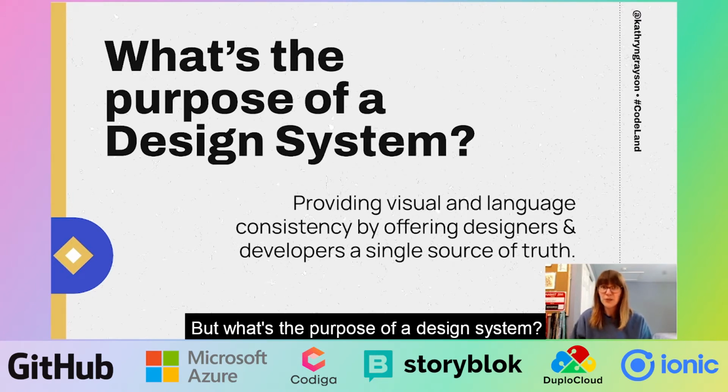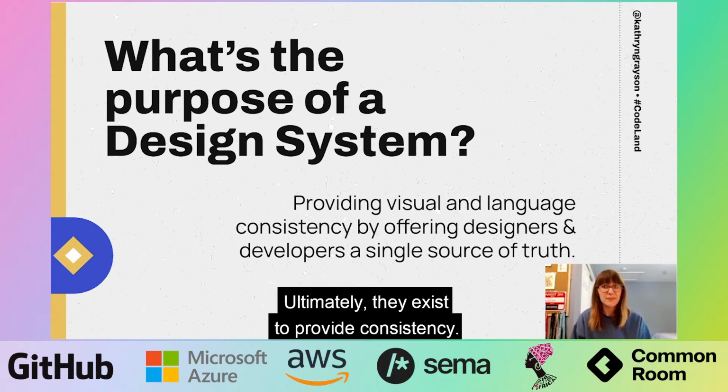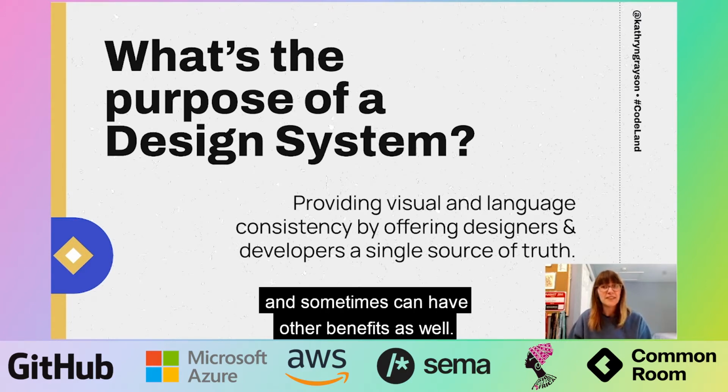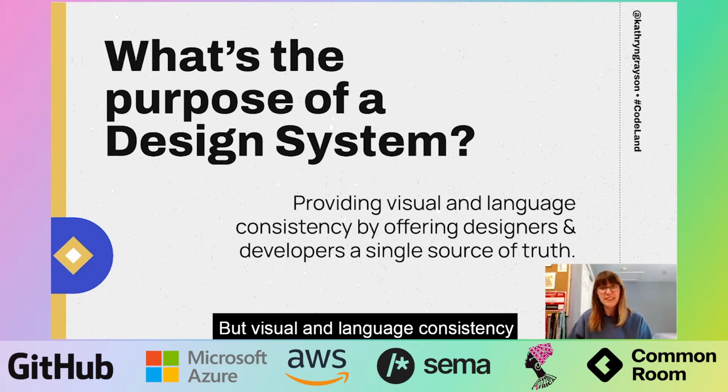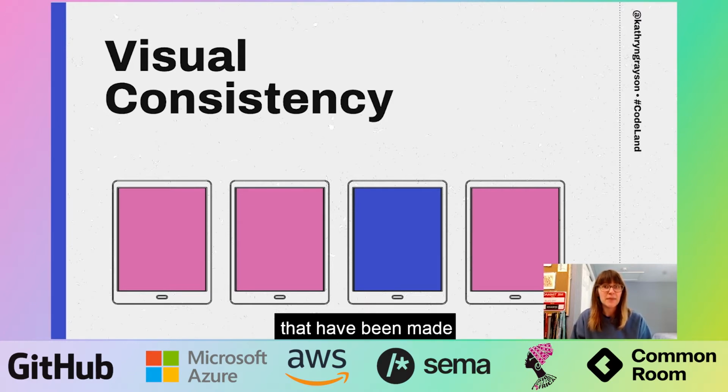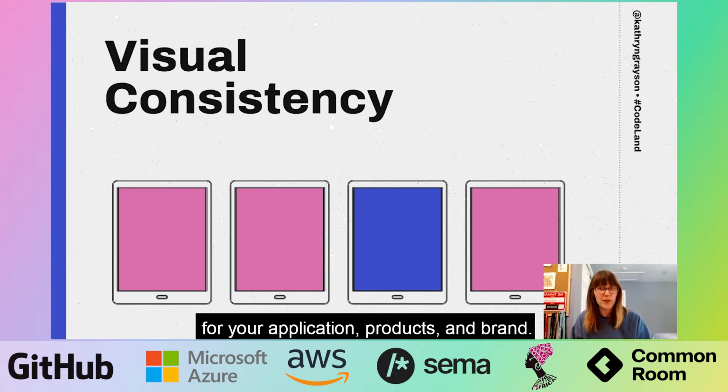But what's the purpose of a design system? Ultimately, they exist to provide consistency. They do this in a variety of ways and sometimes can have other benefits as well, but visual and language consistency are always the primary goals. Design systems create visual consistency by documenting the design decisions that have been made for your application, products, and brand.